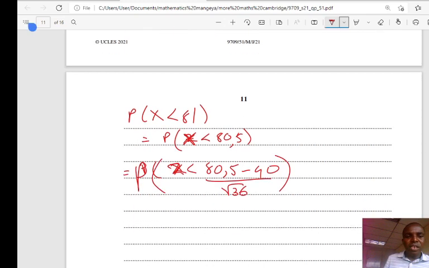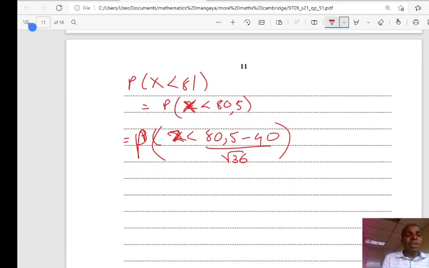Put a big P, like this. Then simplifying, it will be probability of Z less than 80.5 minus 90, you get negative 9.5, then divided by root 36, which is 6, then you get negative 1.5 under 8, common difference 3. Let me take it like this, 1.583.